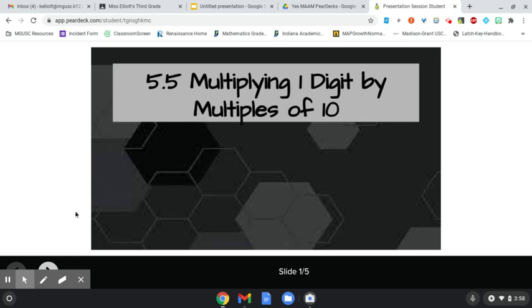Okay, ladies and gentlemen, we have another lesson today. So we have 5.5, multiplying one digit by multiples of 10, which is really similar to what we did yesterday, but we're just going to have some extra practice with it.